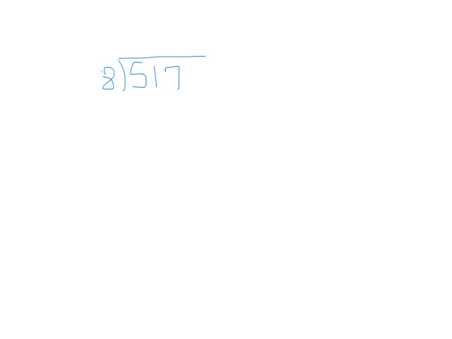So the first thing we're going to do is look at the number that we're trying to divide by, in this case it's 8, and check to see if the first number might divide by 8, but we see that it's too small. And so then we look at the next number with it, and we make a 2-digit number and see if it divides by 8.